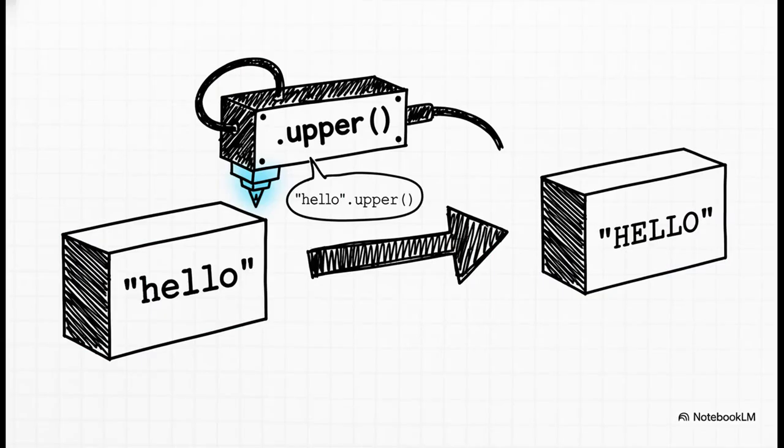And hey, just as a quick example of the other cool things strings can do, check this out. Strings have these built-in tools called methods. If you have the string hello and you just tack on .upper to the end of it, Python instantly transforms it into HELLO. It's a really powerful feature you'll use all the time.